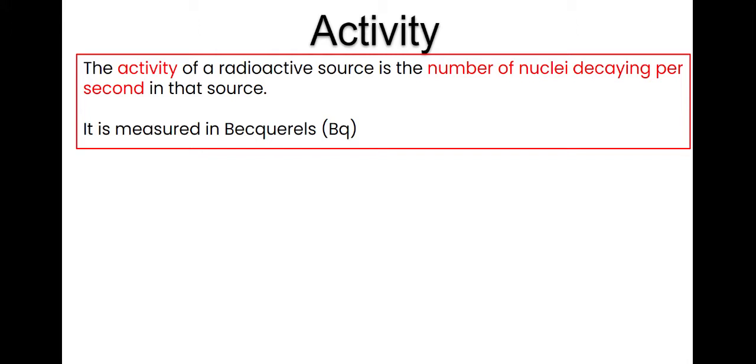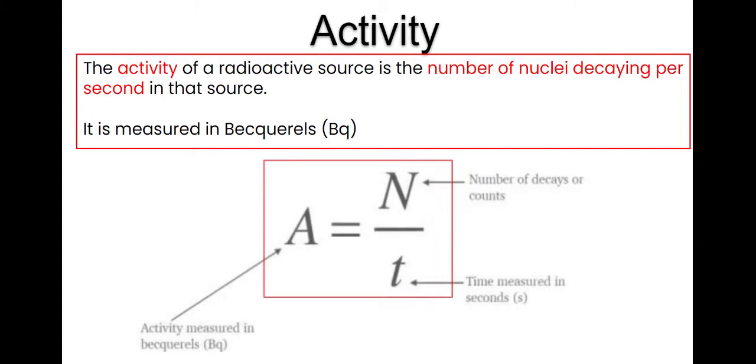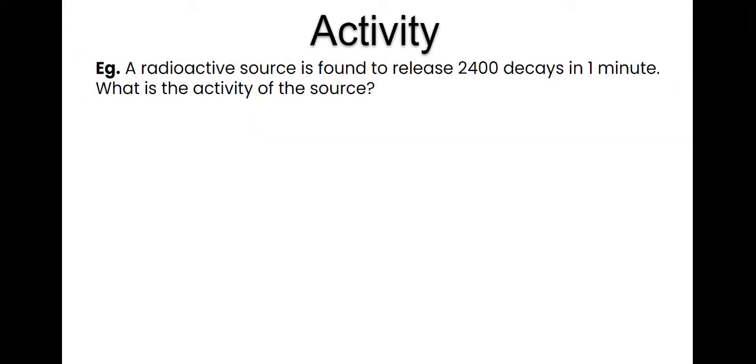What is activity? Well, activity is the number of nuclei within a radioactive source decaying per second. It's measured in a unit called becquerels. And it has the formula A equals N divided by T, where A stands for the activity in becquerels, N is the number of decays that are happening, and T is the time over which that number of decays occur, measured in seconds. So here's an example.